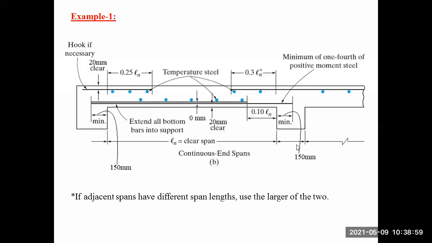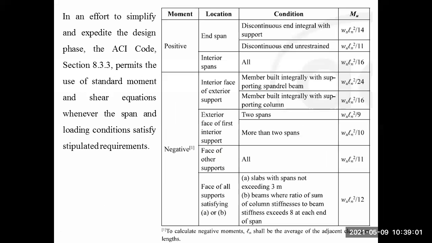So now we go to the coefficients, how we can calculate the coefficients for moment and shear force. This is the table that is usually given to you. The ACI code provides this table to us to determine the value of the coefficients. So these are the coefficients: 1/14, 1/11, 1/16. What is W times Ln squared?